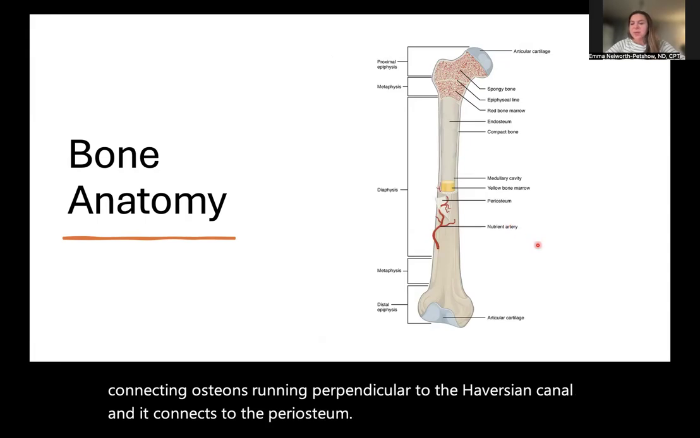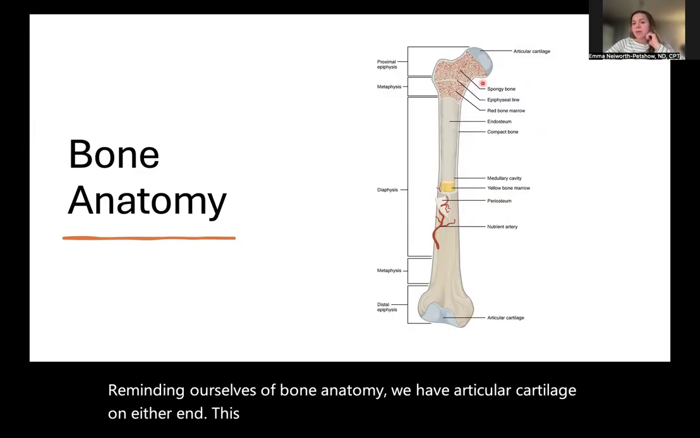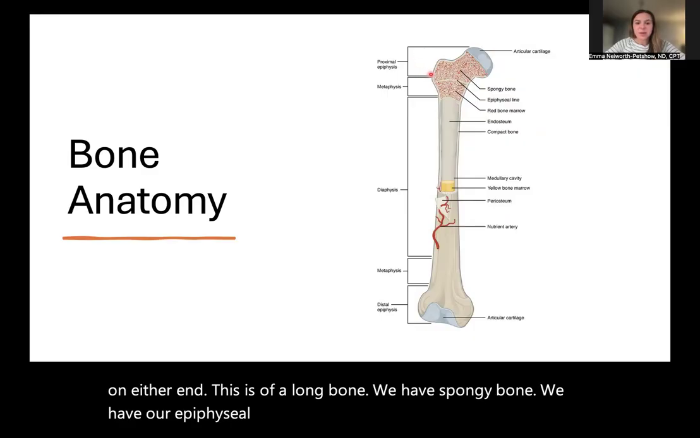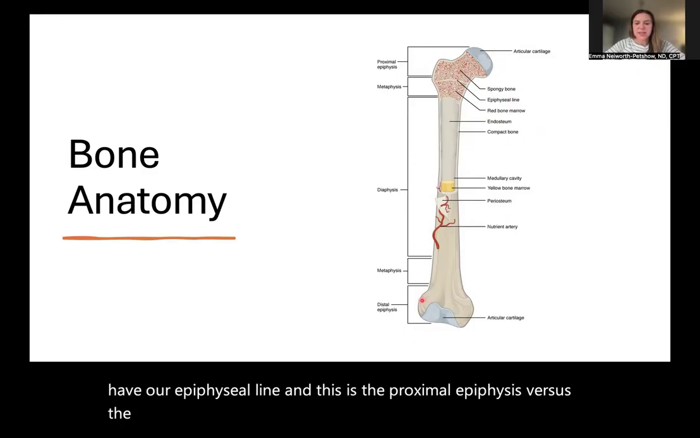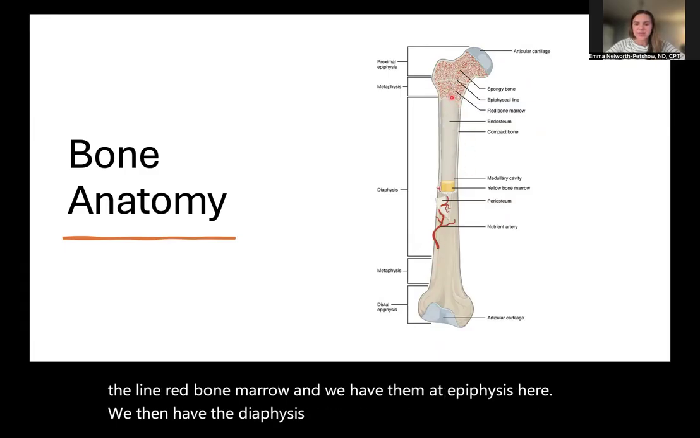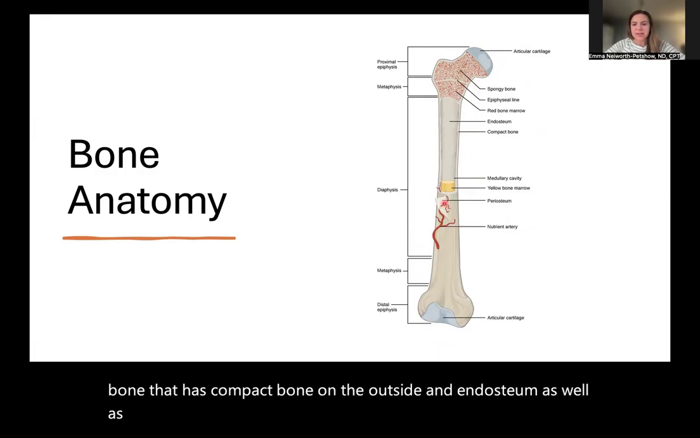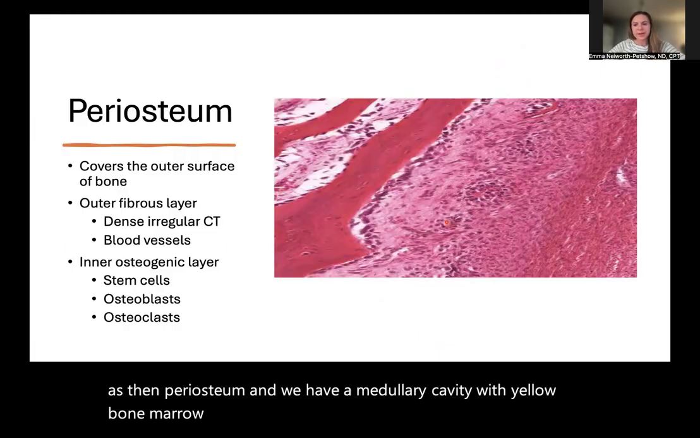Volkmann's canals, on the other hand, are connecting osteons, running perpendicular to the Haversian canal, and they connect to the periosteum. Reminding ourselves of bone anatomy, we have articular cartilage on either end. This is of a long bone. We have spongy bone. We have our epiphyseal line, and this is the proximal epiphysis versus the distal epiphysis. We then have the metaphysis, which contains the line and red bone marrow, and we have the metaphysis here. We then have the diaphysis, the length of the long bone, that has compact bone on the outside and endosteum, as well as periosteum. And we have a medullary cavity with yellow bone marrow here and a nutrient artery.